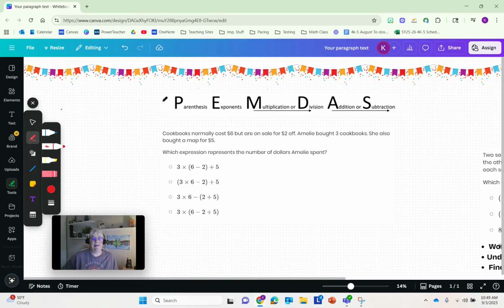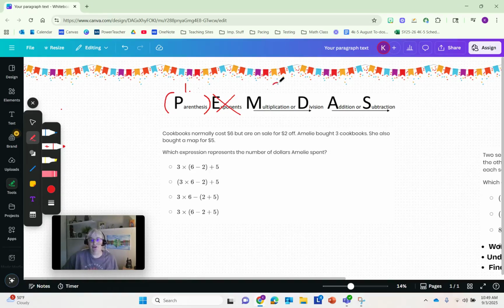Okay. The P in PEMDAS stands for parentheses. That is the first thing you look for. Any of these symbols. When you see those, that's the first thing you're going to solve. We are not dealing with exponents today. Those will come in later. So yay, one less thing to worry about.